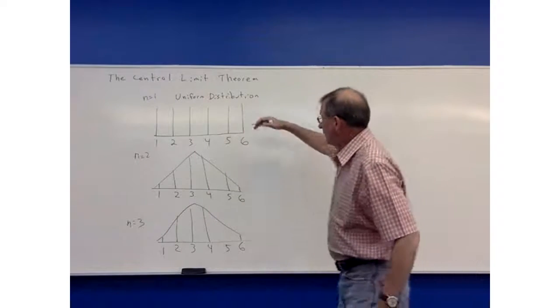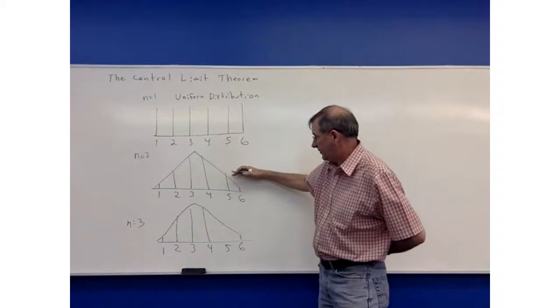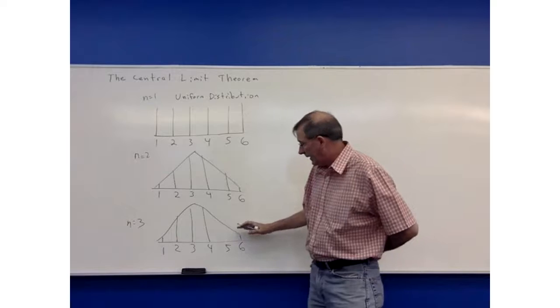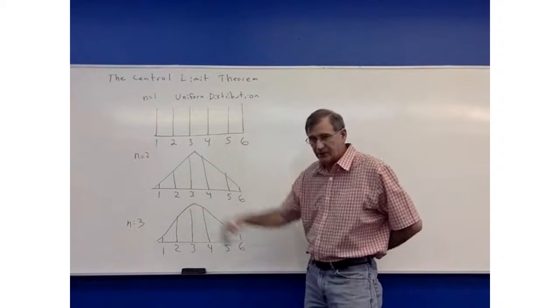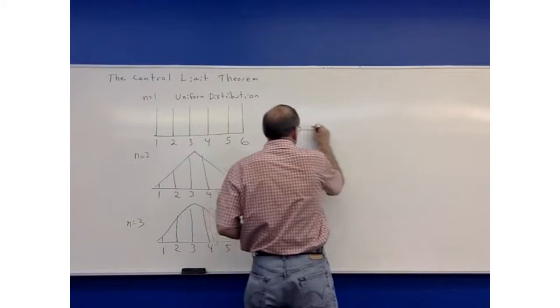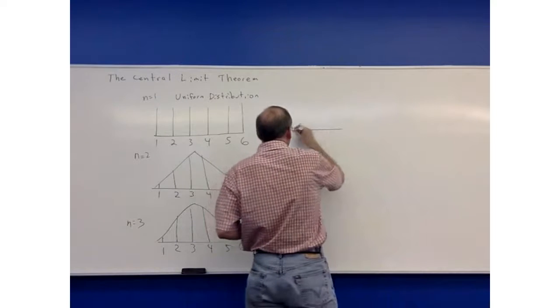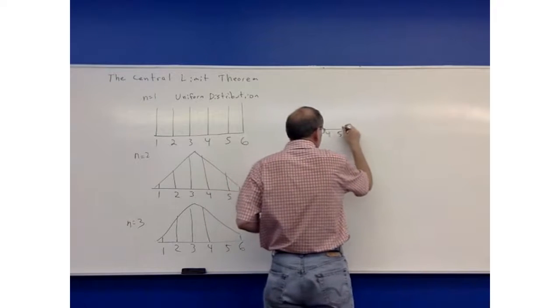Here we had a nice rectangle. Here we have a nice firm-edged triangle. Here, it's starting to smooth out a little bit. It's getting a little bit of a curve in it. Now, unfortunately, I've got to move over here because I'm out of space. But what's going to happen? 1, 2, 3, 4, 5, 6.